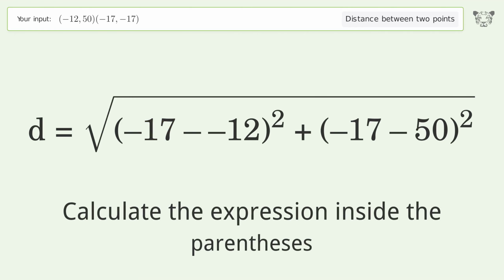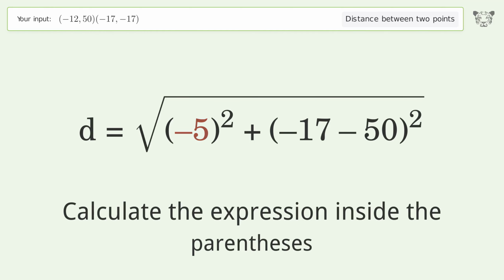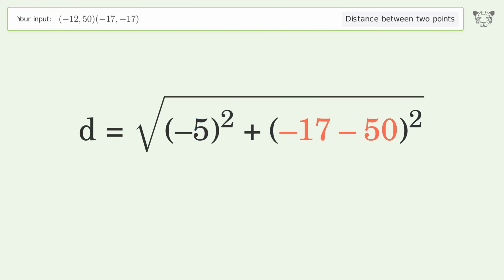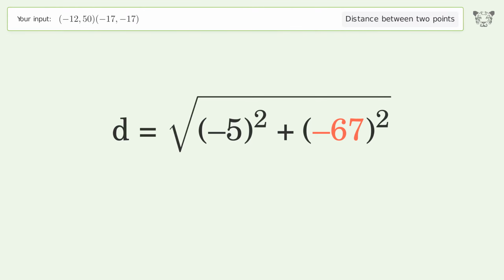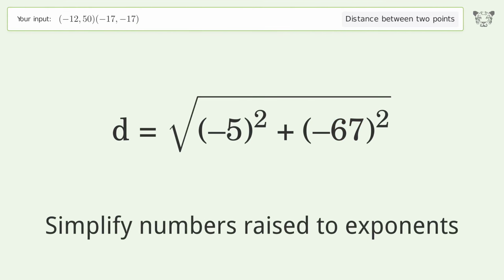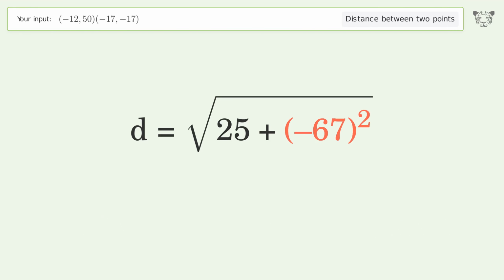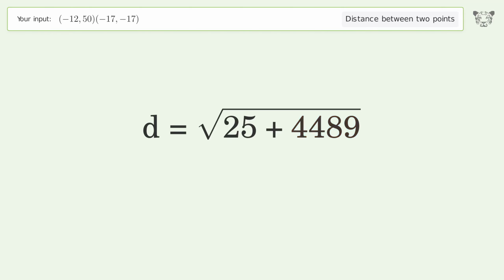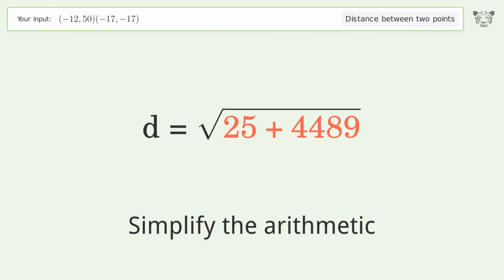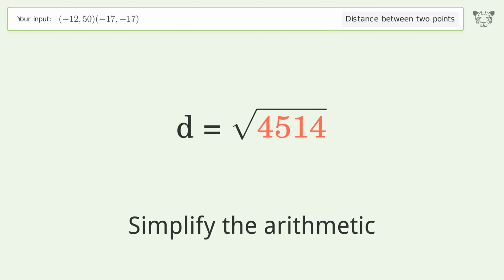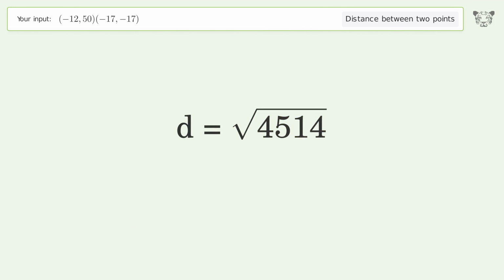Calculate the expression inside the parentheses. Simplify numbers raised to exponents. Simplify the arithmetic. And so the distance between the 2 points is the square root of 4,514, or 67.186.